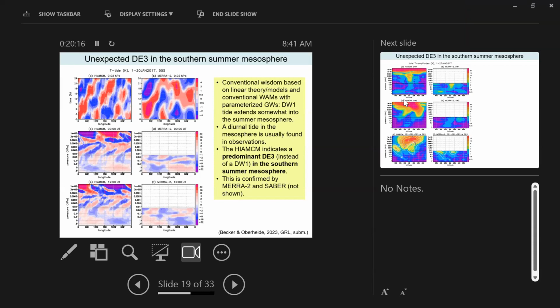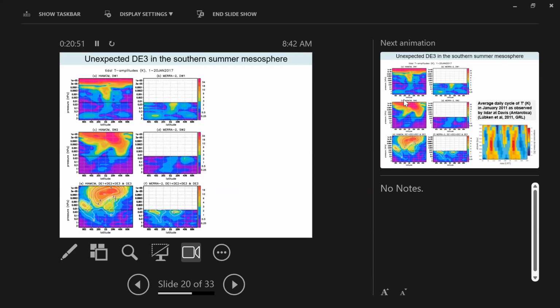You see it also in the model when you look at snapshots and then you look at the longitude-height sections at, what is this, 50 degrees south or something, or even 55. And you see here the eastward propagating DE3 tide in the mesosphere. And this is also indicated here in MERRA-2. And we looked also into the CEDAR data and made a new analysis of that. And it's also confirmed by CEDAR. So there is a DE3 in the middle to high latitude summer mesosphere in the southern hemisphere.